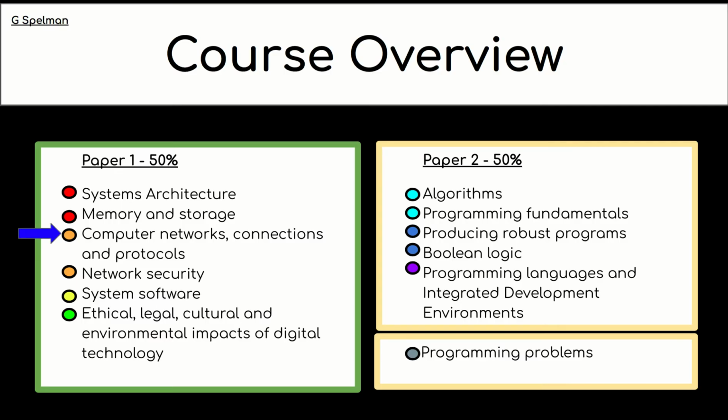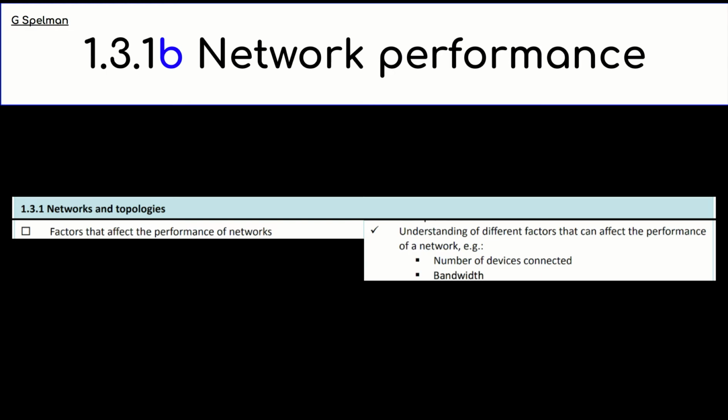So looking at the bigger picture, this topic comes under computer networks, connections and protocols. In particular, it's called network performance. So we're thinking about the factors that affect a network's performance.